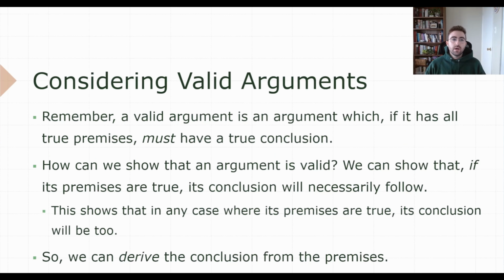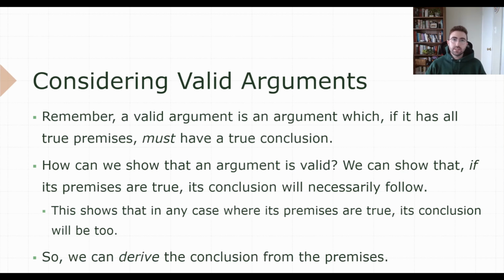All right. So let's remember valid arguments. We'll remember that a valid argument is an argument which, if it has all true premises, must have a true conclusion, right? That's what we mean when we say an argument is valid. We mean that anytime all its premises are true, its conclusion has to be true as well. So how can we show that an argument is valid? Well, we can show that if its premises are true, its conclusion has to follow, right? Because that will show that in any case where the premises actually are true, the conclusion will be true as well. And so we'll know that the argument is valid.